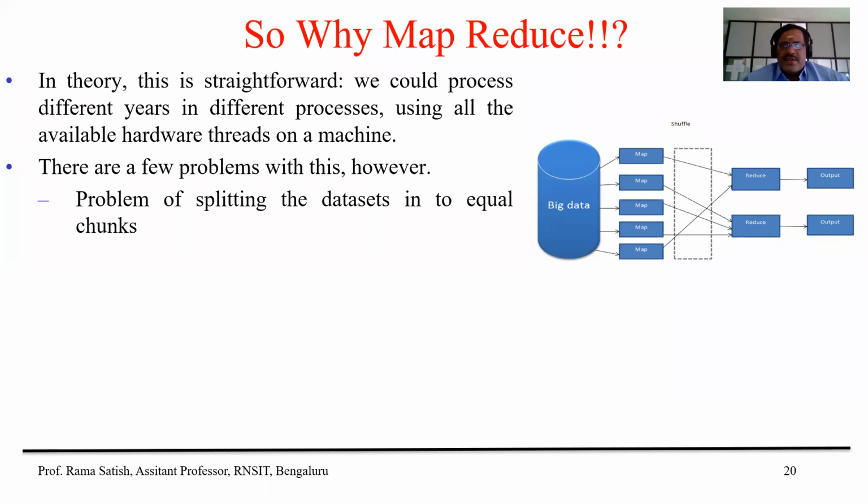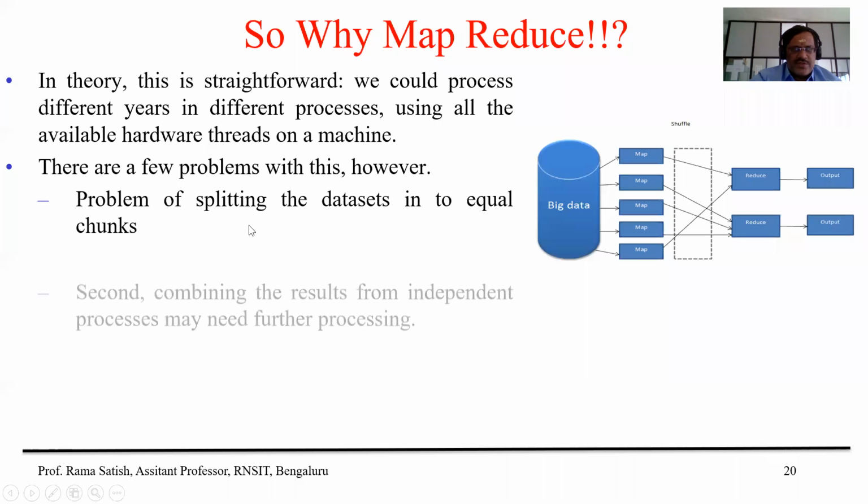The first problem is how to split the data into equal chunks. Who will do this? This is one very important thing that we should understand. We have 100 years of data, and we have identified some 10 processes. Who will exactly do the splitting of this data? That is the first problem that we have understood.